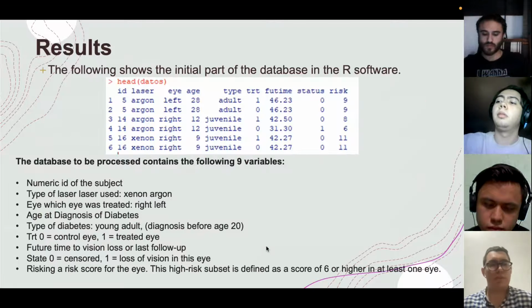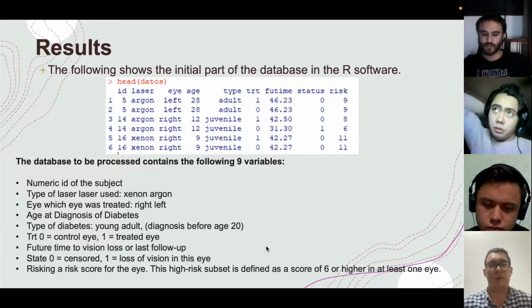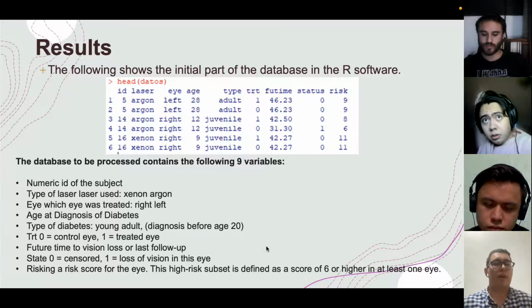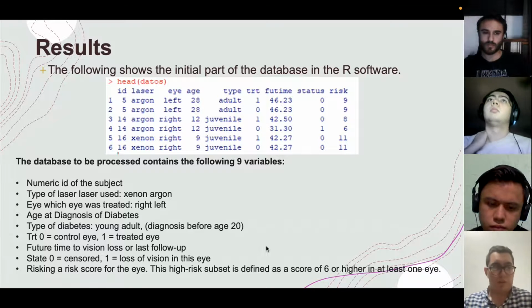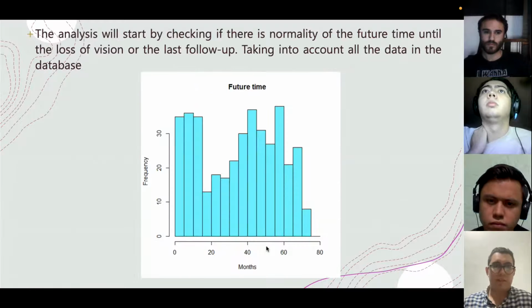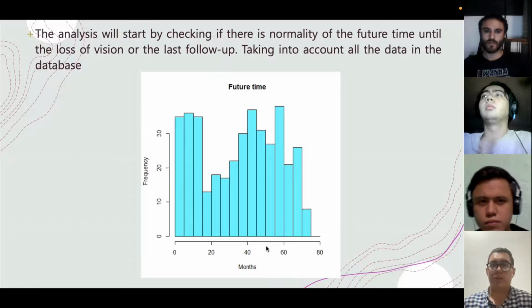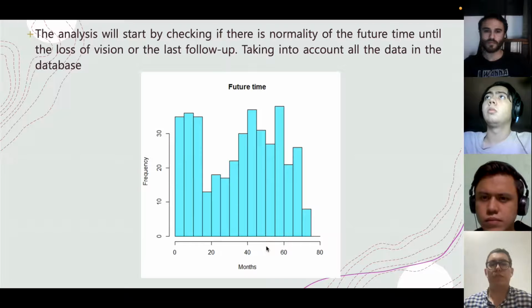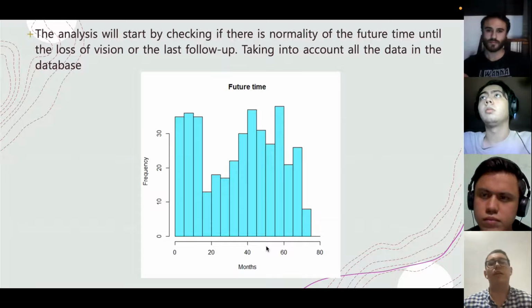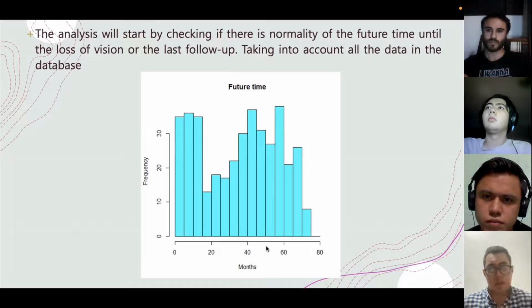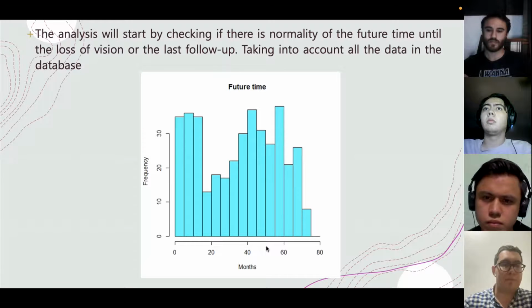Okay, we have the following results. We show the initial part of the database in our software. We have 9 variables that we can see in this presentation. The analysis will start by checking if there is normality for the future time until the loss of vision or the last follow-up, taking into account all the data in the database. We have the histogram, with the future time in months and the frequency.